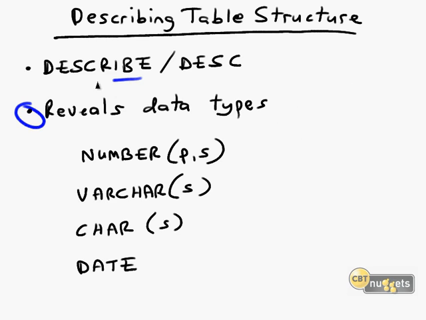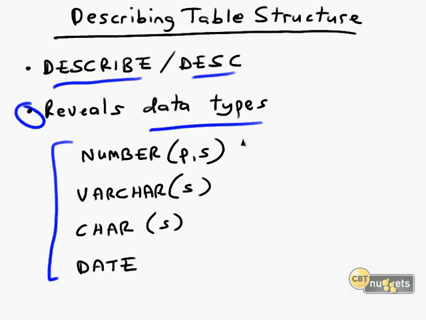We can use the full word describe, or we can just use truncation, desc. A lot of the Oracle commands actually do support truncation if you don't like to type extra characters. As I mentioned, you get the structure of the table, including the data type of each column.